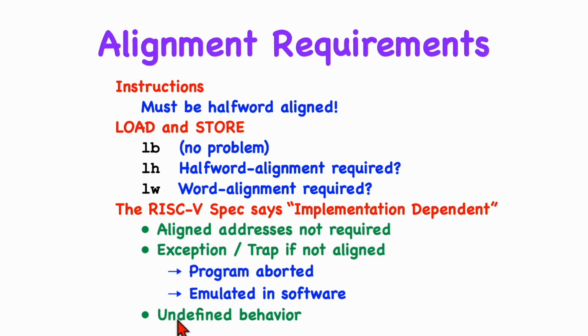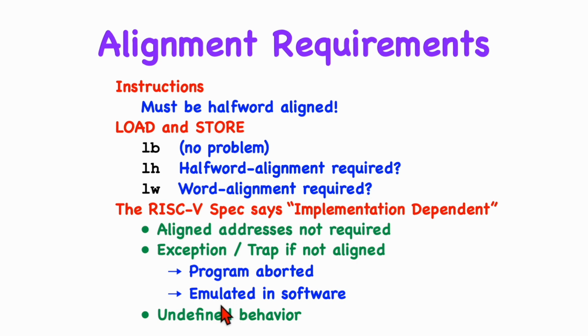There are really three options as to what the hardware will do. The first one is that unaligned addresses will work just fine and the instruction will execute as you expect it to. The second option is that when a load or store uses an address that's not properly aligned, an exception will occur, and that will cause a trap handler to run. And that trap handler, well, the operating system might decide to just abort your program and issue a message that your program used an unaligned address.